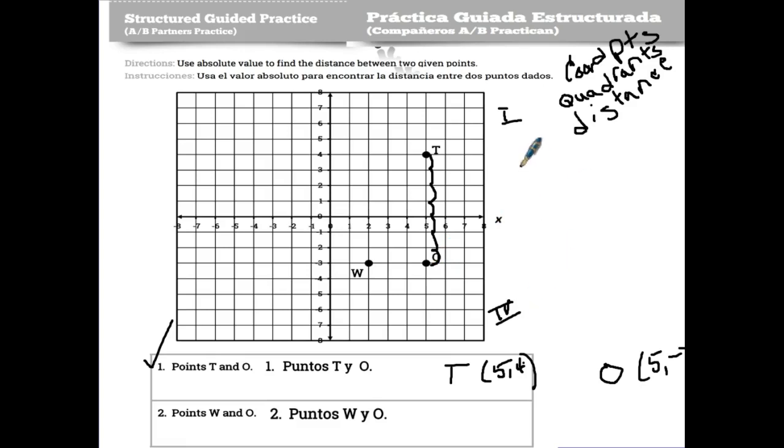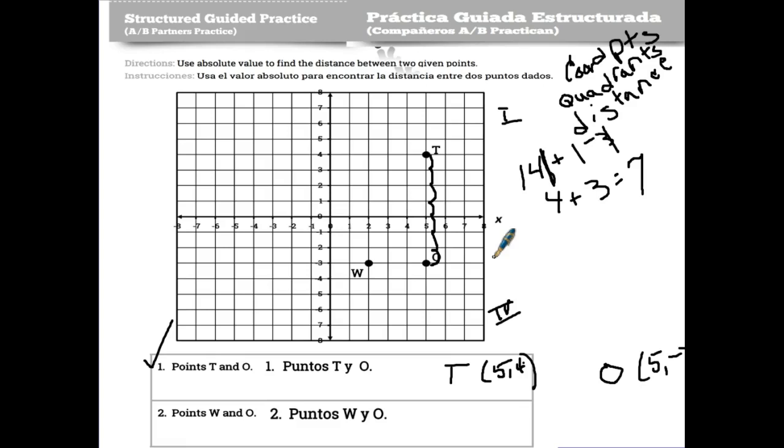Well, I'm now going to use absolute value, and I'm going to use my y coordinates. The absolute value of 4 plus the absolute value of -3. Well, the absolute value of 4 is 4. The absolute value of -3 is 3. 4 plus 3 is 7. So in counting, I found a distance of 7 spaces.